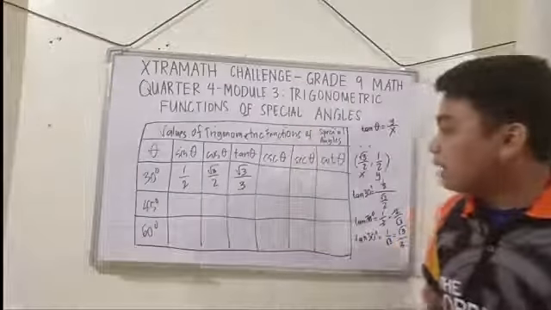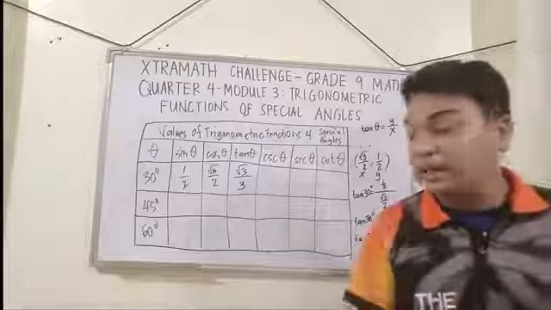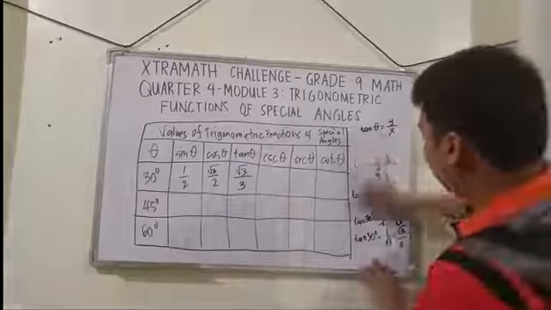Now, what is the cosecant of 30 degrees? So cosecant of 30 degrees.